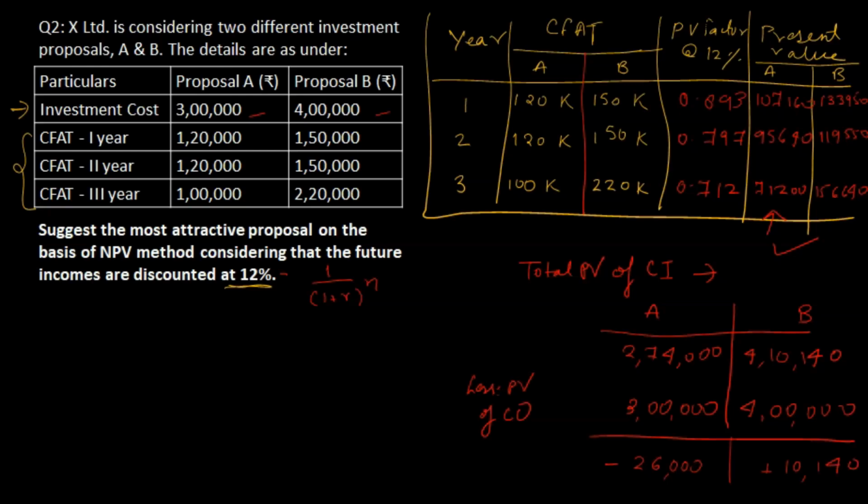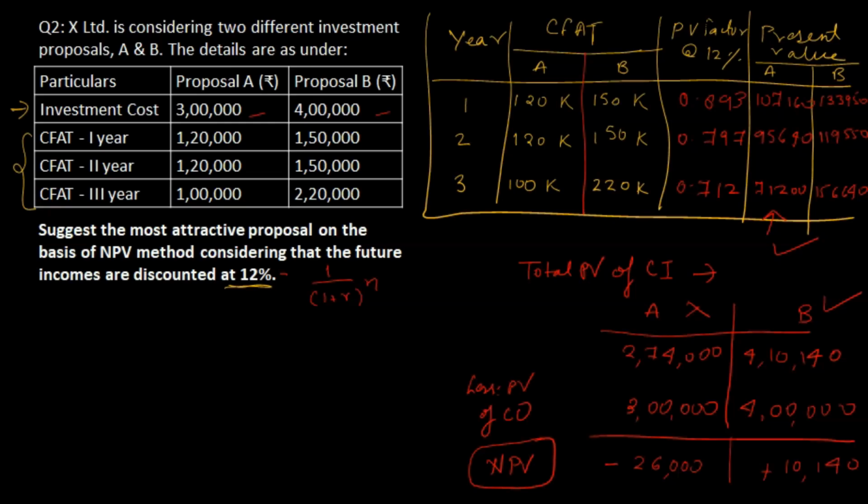You know that we should accept proposal B. Why? Because A is giving a negative NPV. This is the NPV and A is giving the negative NPV. So we should not accept A, but we should go with project B because it is giving us a positive NPV.